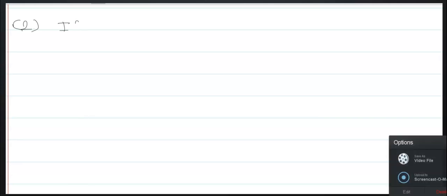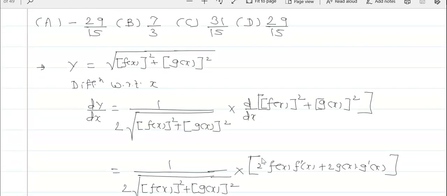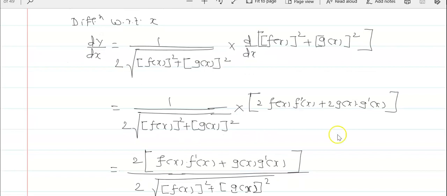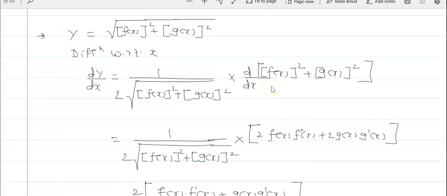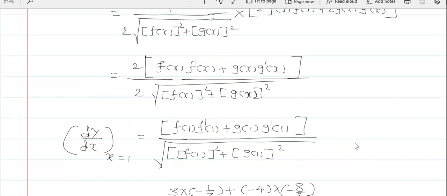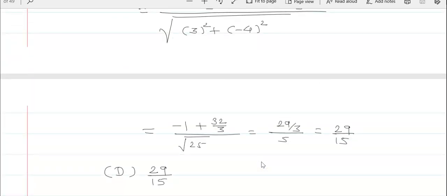Now see this answer again. If you want to write down the answer of this question, it's the derivative d by dx of this quantity. The function is a composite function, 1 upon 2 times the root. Take 2 as common and then substitute the values. This is the derivative of f of x squared: 2 times f of x into f dash of x plus 2 times g of x into g dash of x. Take 2 common, at x equals 1. You have these values: f is 3, f dash minus 1 by 3, g minus 4, g dash minus 8 upon 3, upon the square root of 3 squared plus bracket minus 4 squared. You are getting the value 29 upon 15, and hence option D is the correct one.